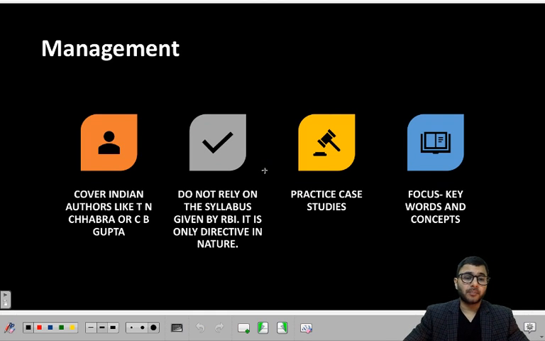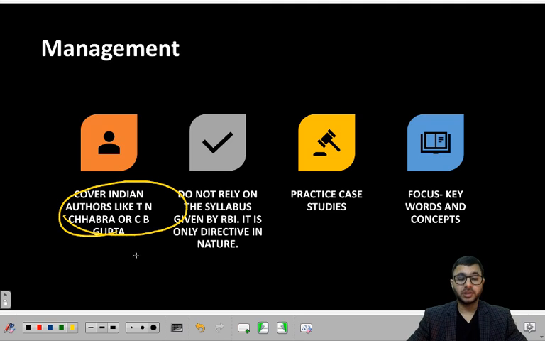Management. The important things that you need to keep in mind. Number one is cover Indian authors like T.N. Chhabra or C.V. Gupta. Don't limit yourself to foreign authors like S.P. Robbins. The reason is very clear. Foreign authors, although the coverage is good, it's not enough.